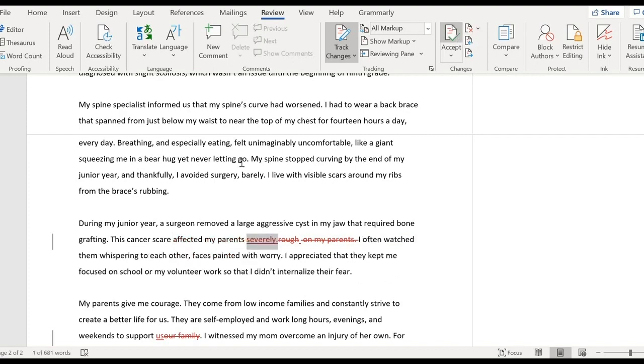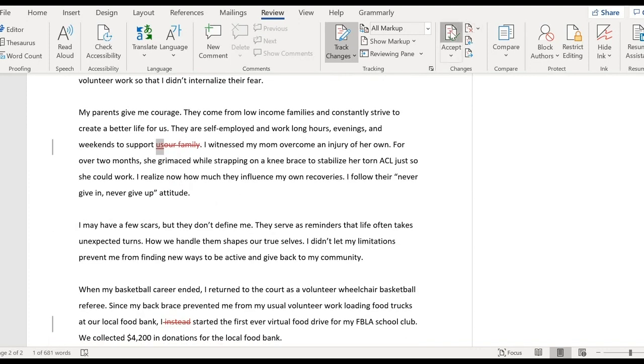So here again, instead of this, we're just kind of cleaning things up a little bit more. We already know that the object of the sentence is our family, so you can substitute it with the pronoun us.